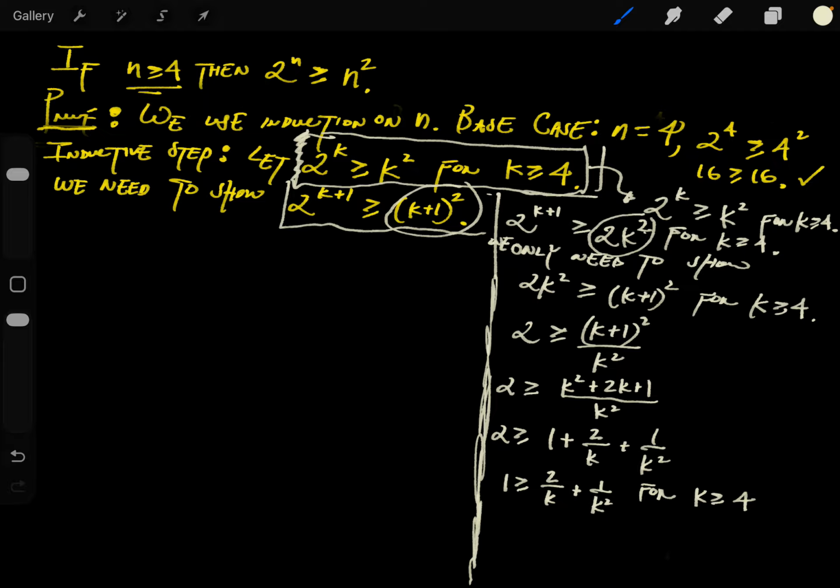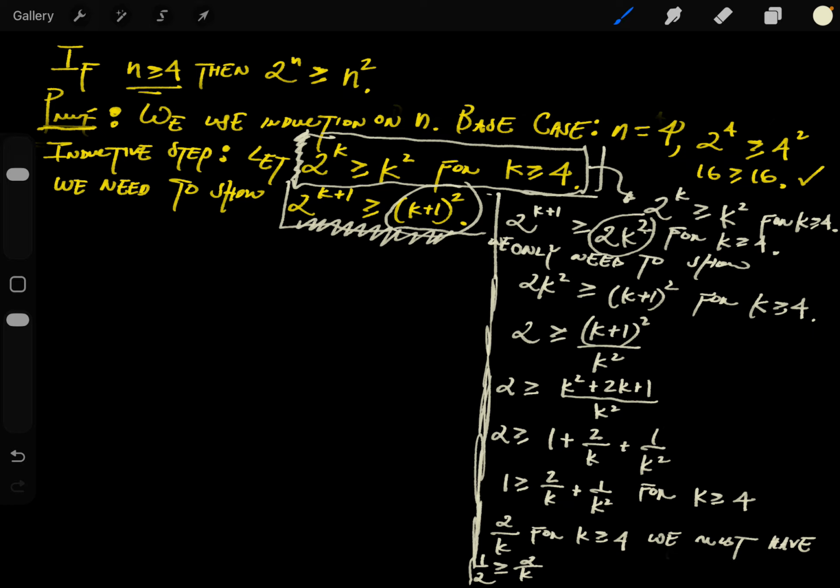And here is where I can figure out how I want to reverse to get to this one. So how do I figure out that I want to reverse this one? Let's see what we have here. We have 2 over k. Let's look at 2 over k. For k greater than or equal to 4, we must have, clearly, 2 over k less than or equal to 1/2.